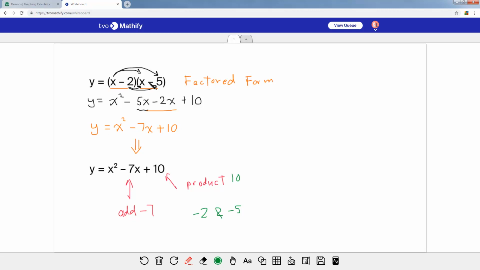So you can expand the factored form to check to see if it looks the same as the standard form, or you could take the standard form and use some factoring to show that it's the same as the factored form. Okay, so that's the relationship between the two. In the next part of the activity here, you're going to be given a number of equations and asked to match them up. What standard form does this factored form go with, etc. So that's the end of this tutorial.